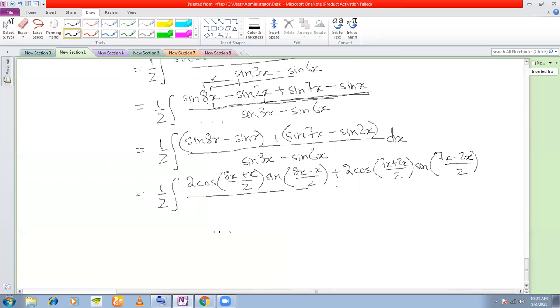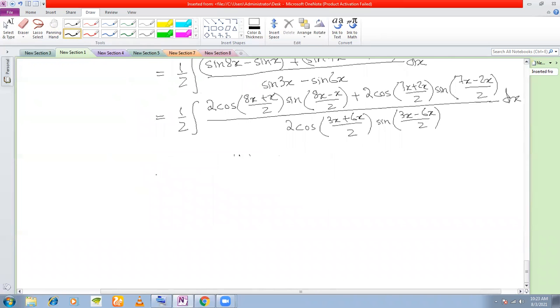And in the denominator, you change this to a product. Sine minus sine is again 2 cos sine. 2 cos (c plus d by 2) sine (c minus d by 2). Whole thing integrated with respect to x, which is equal to half integral.